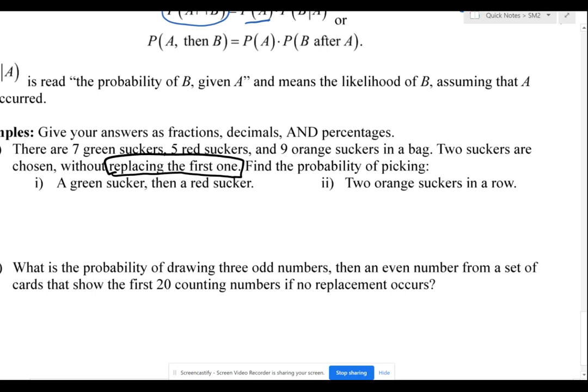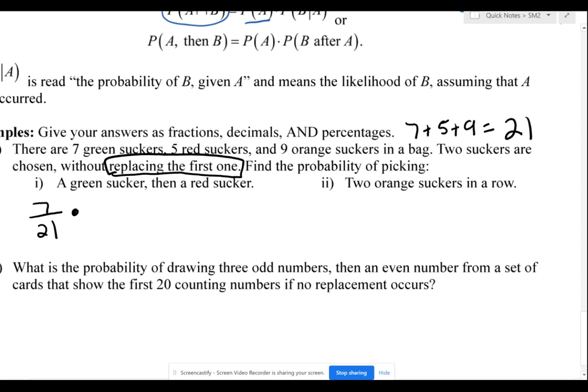So the first thing we need to do is figure out how many suckers we have in our bag. If I take 7 plus 5 plus 9, I get 21. So that's how many total suckers I have. The first time I draw out a sucker, I get 7 green out of 21. Here's where it gets a little tricky. The second event, I did not put a sucker back. So the second event has now changed. The total has changed.